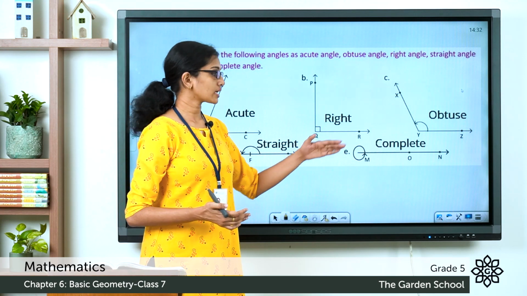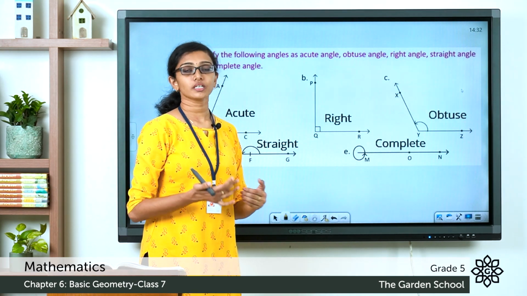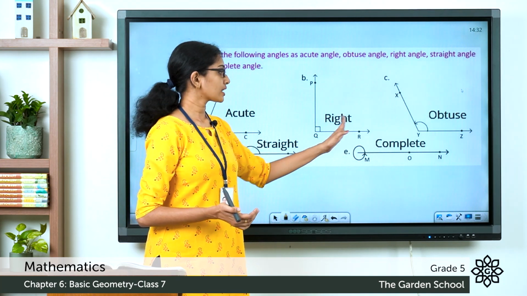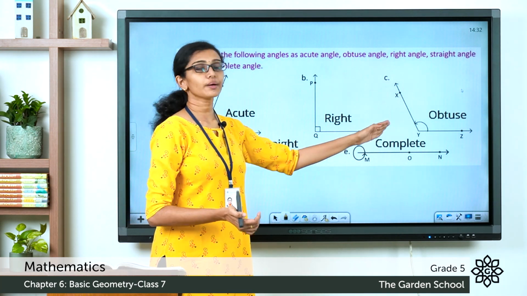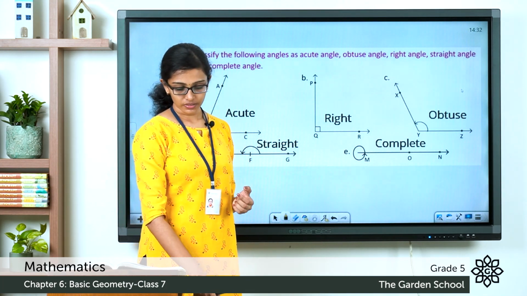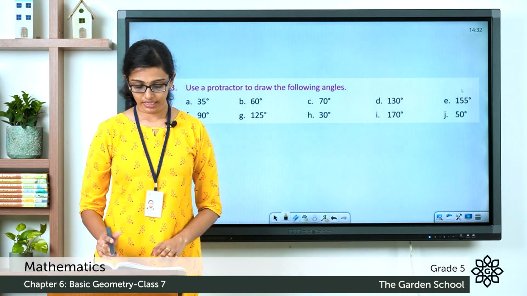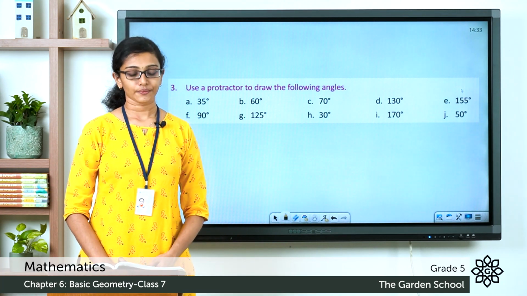The last question, you can see the ray has turned around one complete circle. So the angle here will be 360 degree and hence this angle is a complete angle. Clear? Hope you got all this correct. Now the next question, question number 3. Use a protractor to draw the following angles.